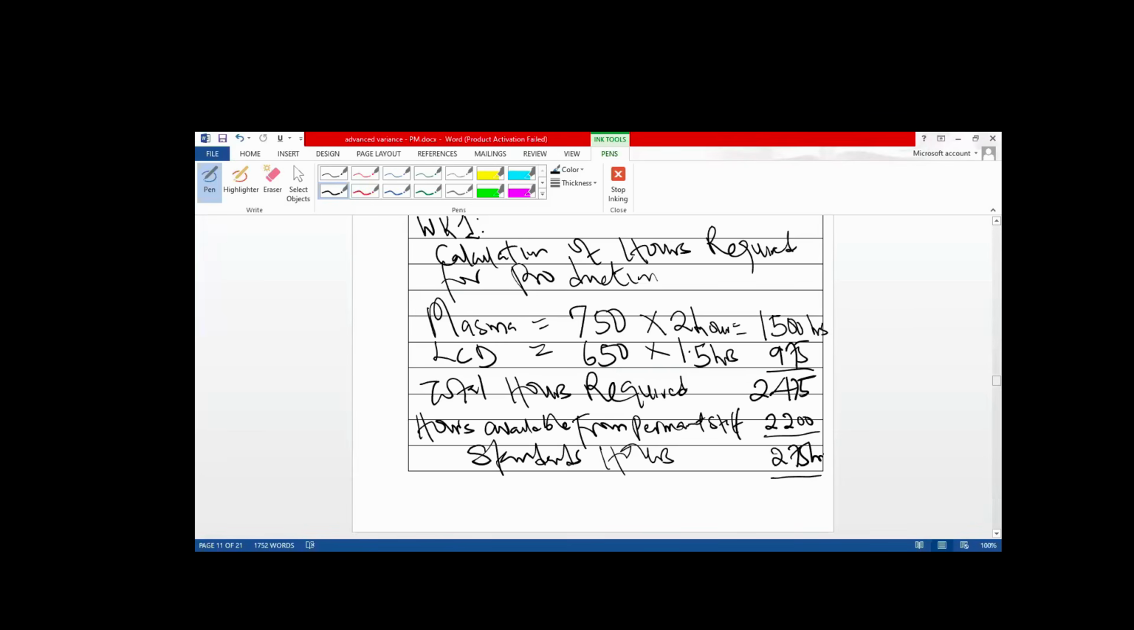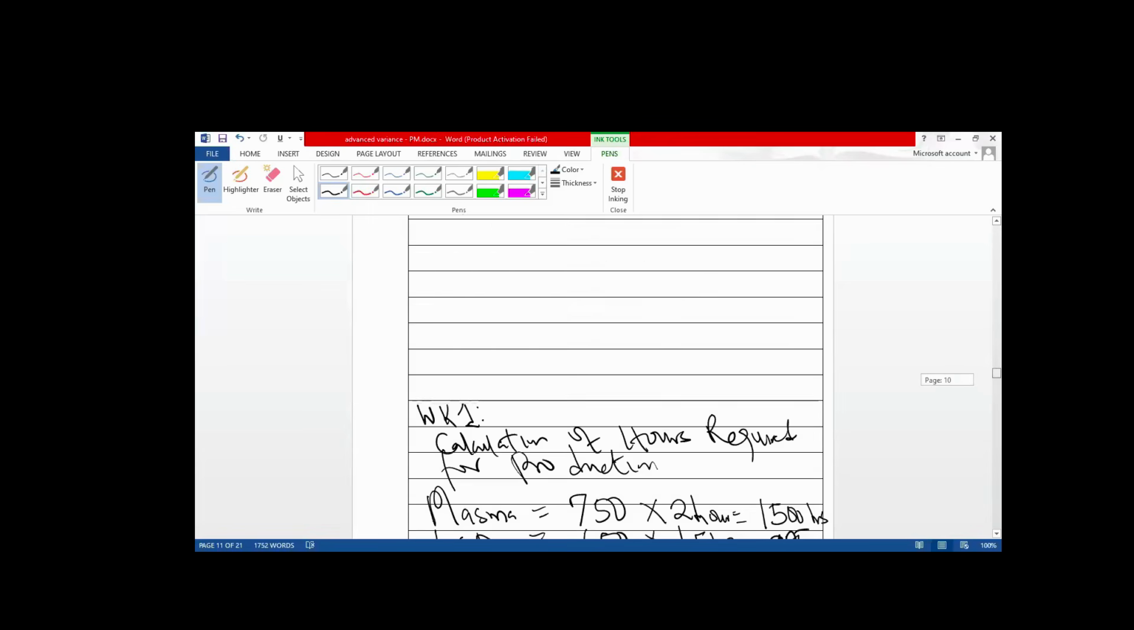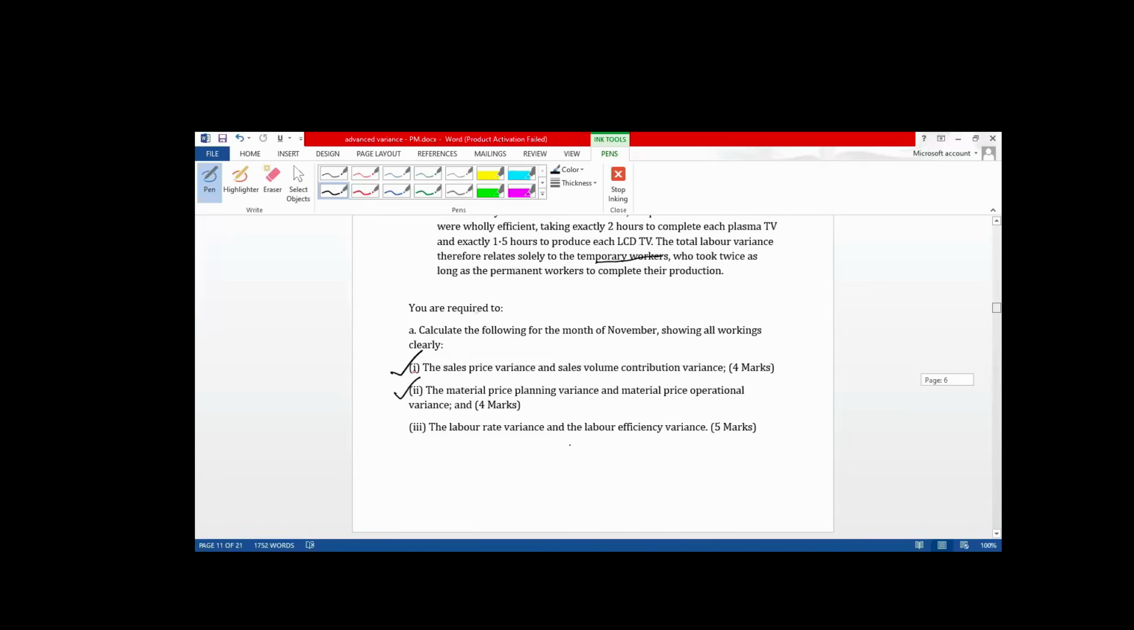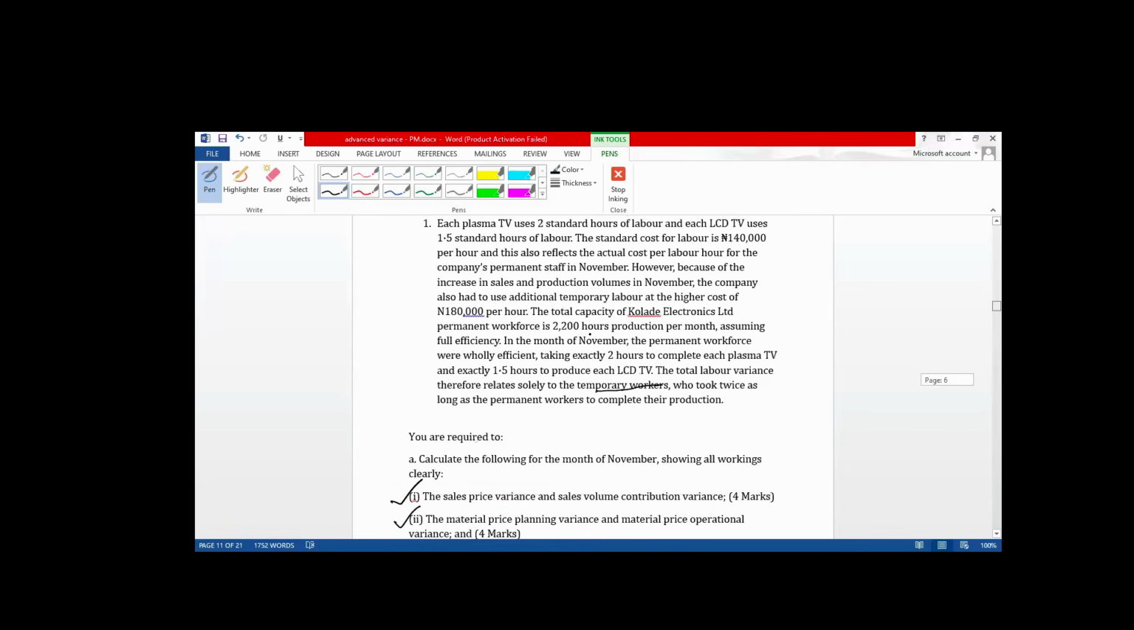Hours available from permanent staff. The examiner gave us in the question. Do you have the question with you? Yes, sir. Now refer to here. Look at it. The total capacity of Olade Electronics Limited permanent staff is 2,220 hours production per month. That means our permanent staff, they don't do overtime. Once they finish their work, they go home. In a month, they will only work 2,200 hours.